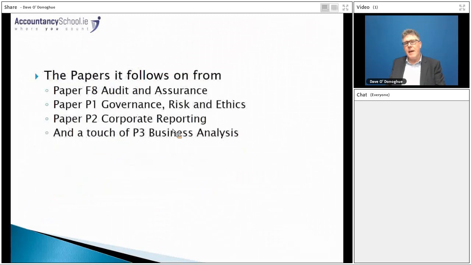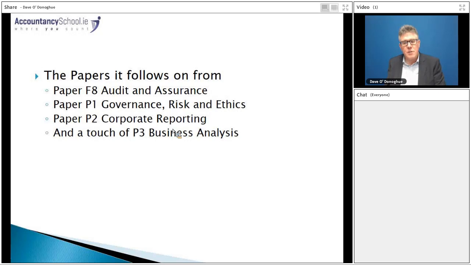Now, as far as P7 is concerned, P7 follows on from a number of exam papers. Obviously, it follows on from F8, the early audit paper. There's also P1, in particular the risk part of P1, which will come into the P7 exam paper. When we look at risk in P1, we talk about business risk, and we see business risk arise again in P7. P2 is very important as far as P7 is concerned, because you need a good working knowledge of accounting standards if you're going to take on P7. So you will need to have studied P2.